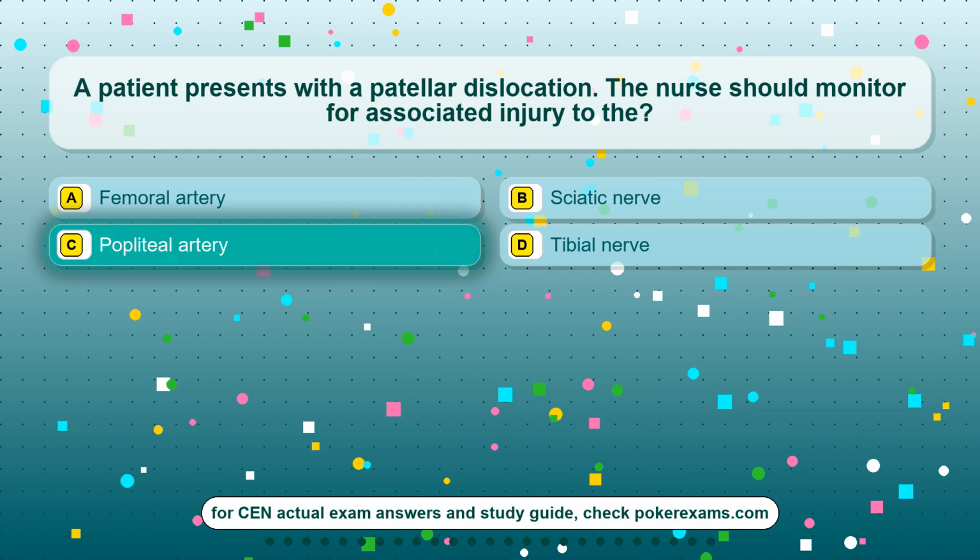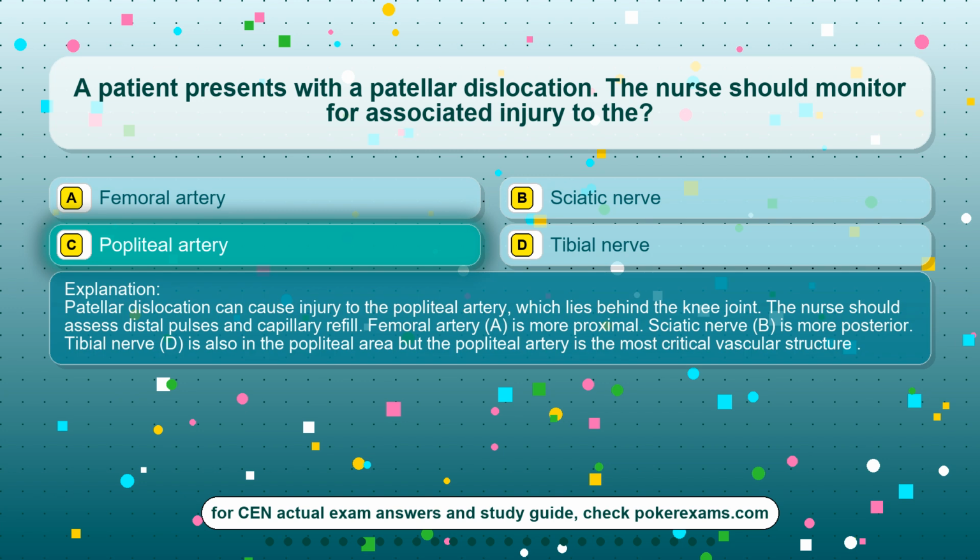The correct answer is option C, popliteal artery. Patellar dislocation can cause injury to the popliteal artery, which lies behind the knee joint. The nurse should assess distal pulses and capillary refill. Femoral artery, A, is more proximal. Sciatic nerve, B, is more posterior. Tibial nerve, D, is also in the popliteal area, but the popliteal artery is the most critical vascular structure.